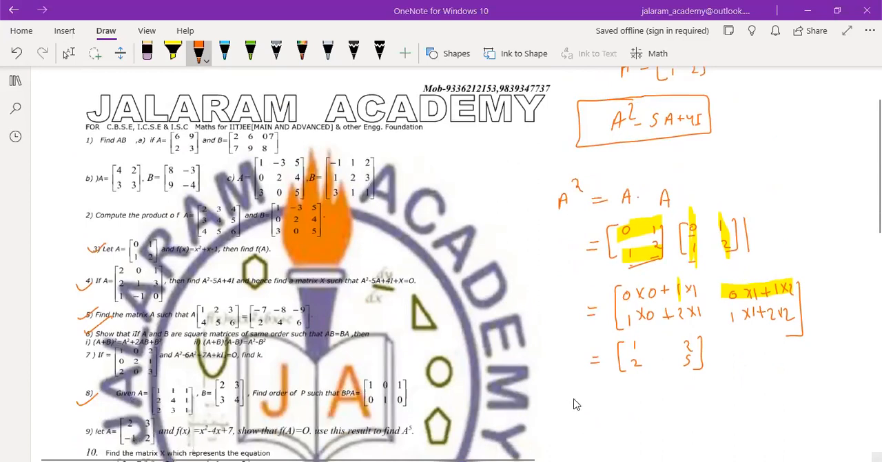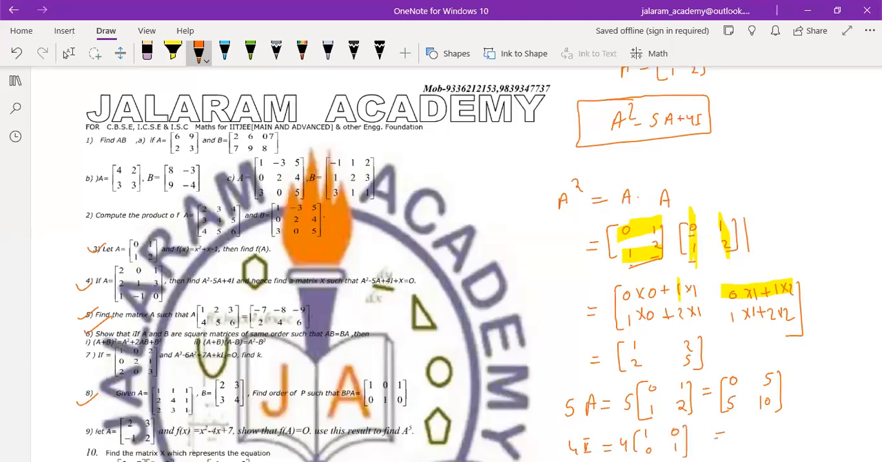Then we find 5A. 5A means 5 into matrix A 0, 1, 1, 2 equals to 5 zeros are 0, 5 ones are 5, 5 ones are 5, 5 twos are 10. 4I, 4 into 1, 0, 0, 1. So 4 ones are 4, 4 zeros are 0, 4 zeros are 0, 4 ones are 4.